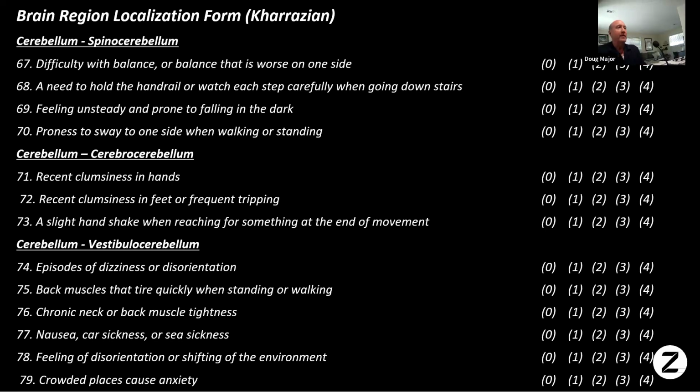I'd like to also share this brain localization form on the cerebellum that Deanne put together with Dr. Karazian. You'll notice that it's in your handout, but it has the spino area, the cerebro area, and then the vestibular area divided out, very much like the peduncles we've talked about before.